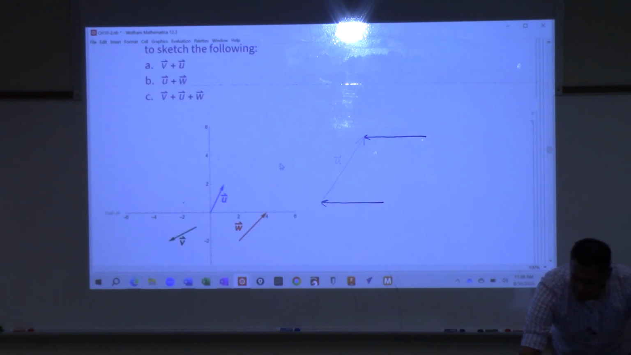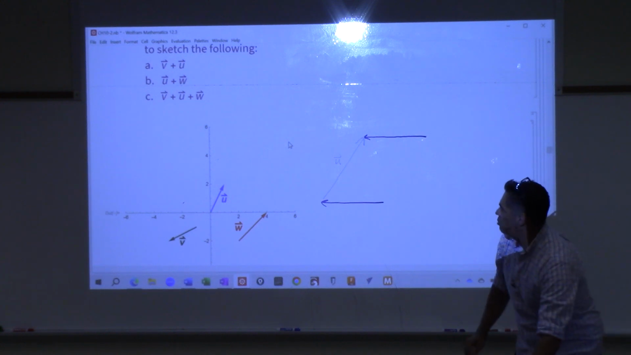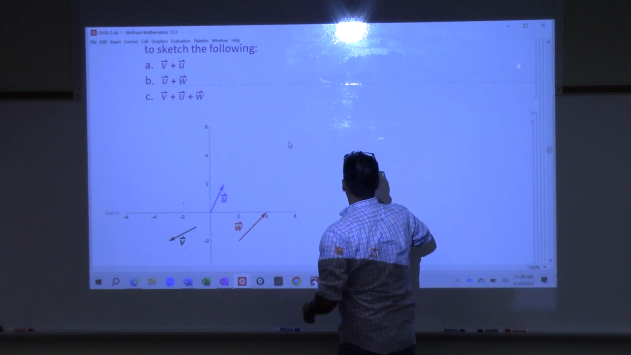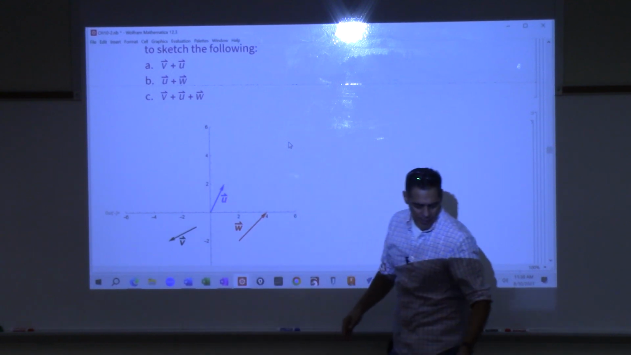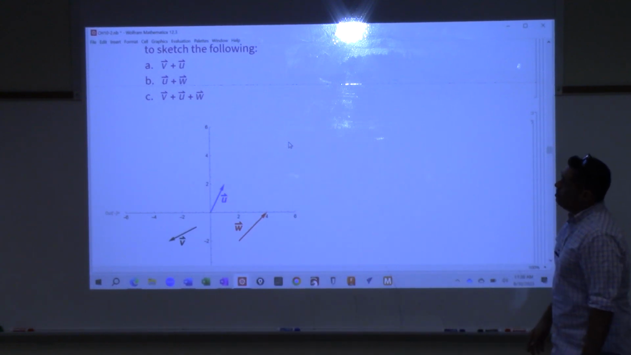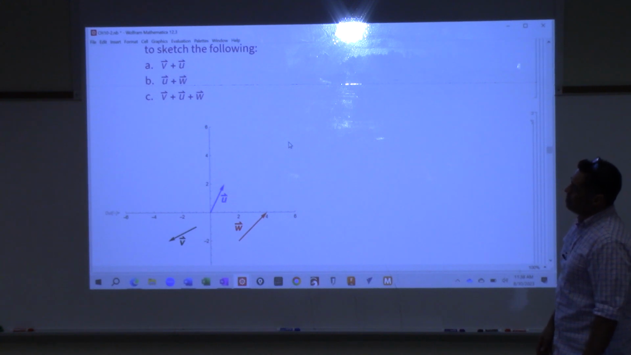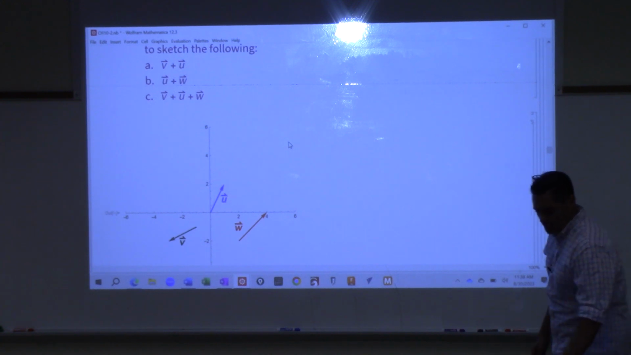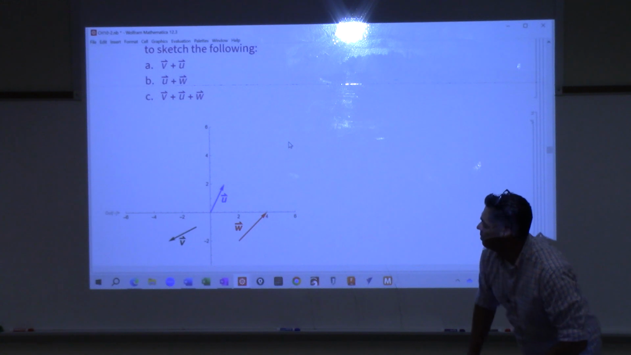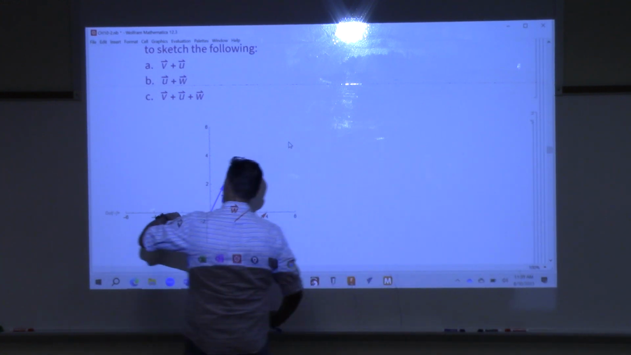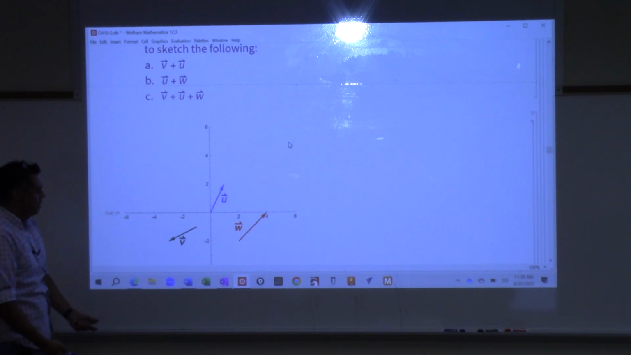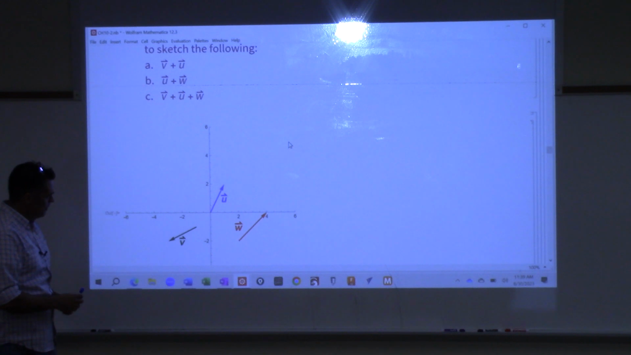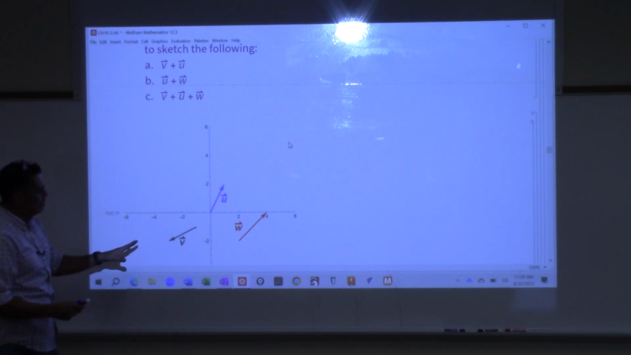All right, so this is just an example where we can try and visualize this. There's nothing to move around, so I'm going to have to try and draw it. So let's do V plus U. So here's V, right? Here's U. Let's do V plus U. So I have to attach the tip of one of them to the tail of the other. Which one do you want to leave alone?